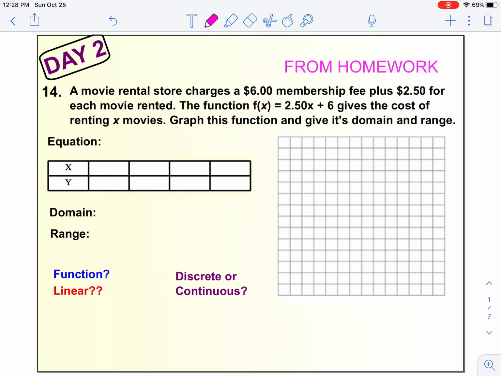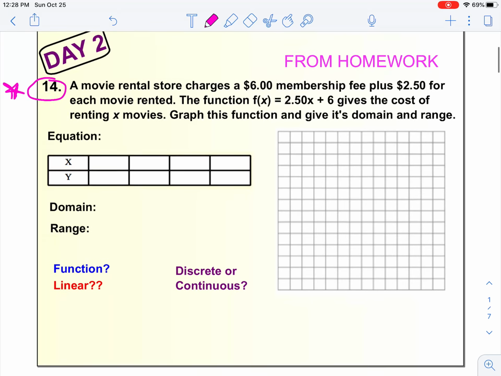Chapter 5, Day 2. This first slide right here is actually number 14 from your homework. I went through this problem yesterday on the video, so go back to day 1 if you had trouble with that problem and look through the last slide and also the video explanation for help.